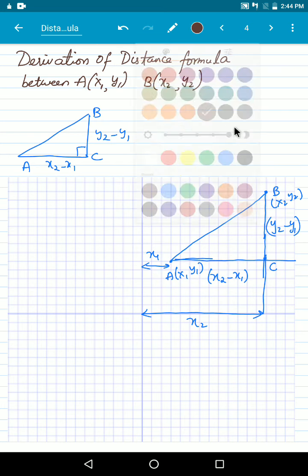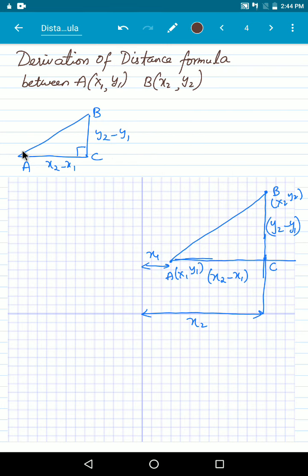Okay. Now we need to find the distance between A and B. That means we need to find AB. We need to use this Pythagoras theorem. AB square is equal to AC square plus BC square. AB square is equal to, what is AC? X2 minus x1, but AC square is there, so it is (x2 minus x1) whole square. What is BC? Y2 minus y1.